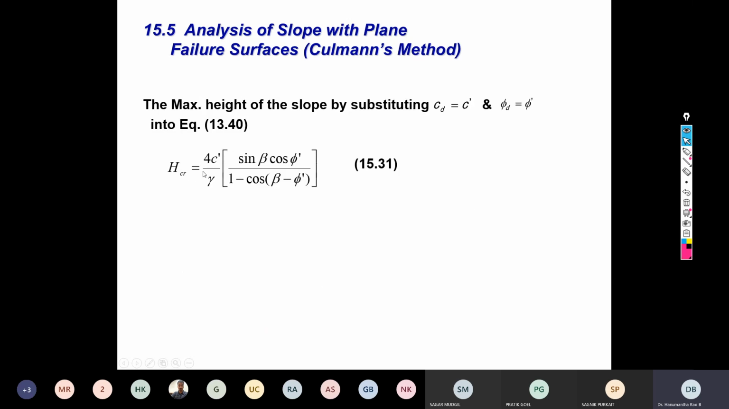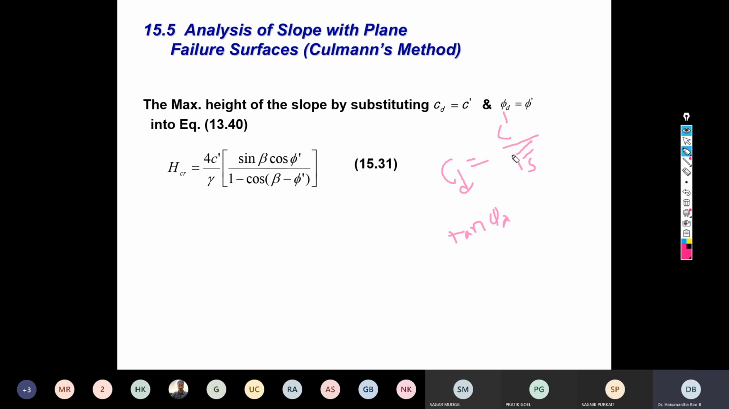So the maximum height of the slope can be determined by using this equation. H critical is equal to 4c dash by gamma, and the rest of the equation remains as it is. For the maximum height of the slope, we substitute c_d = c dash and phi_d = phi dash. In case you want to determine the factor of safety, again we can go for two things. Substitute c_d equals c dash by the overall factor of safety, and tan phi_d, which is nothing but tan phi dash m, equals tan phi dash by the factor of safety.